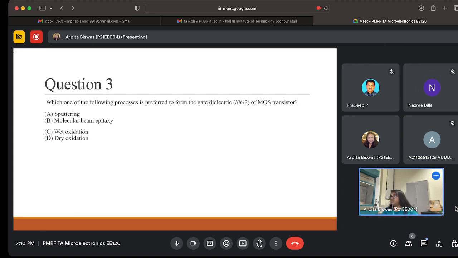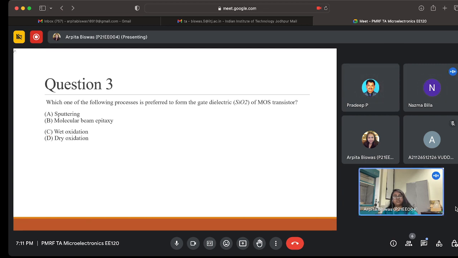So next we are moving toward question number 3. Which one of the following processes is preferred for the gate dielectric of a MOS transistor? The first option is sputtering, the second option is molecular beam epitaxy, the third option is wet oxidation, and the fourth option is dry oxidation. Do you have any idea about sputtering, wet oxidation, dry oxidation? Dry oxidation, madam.